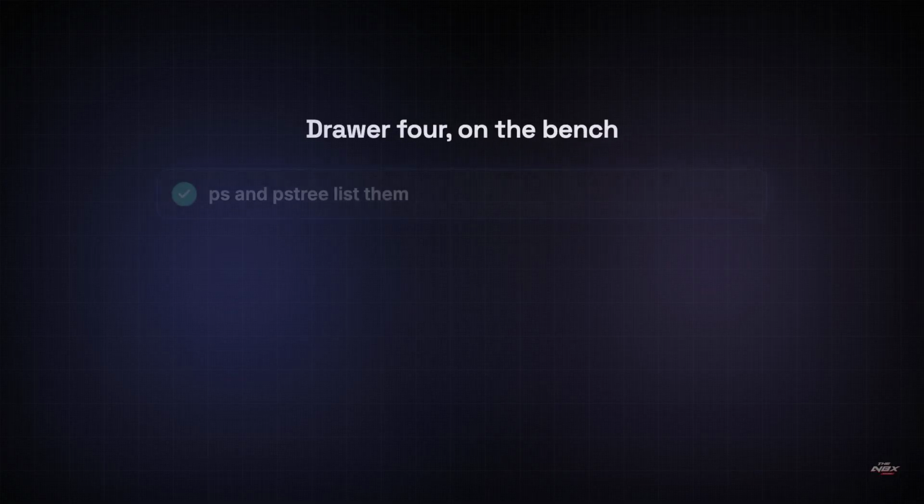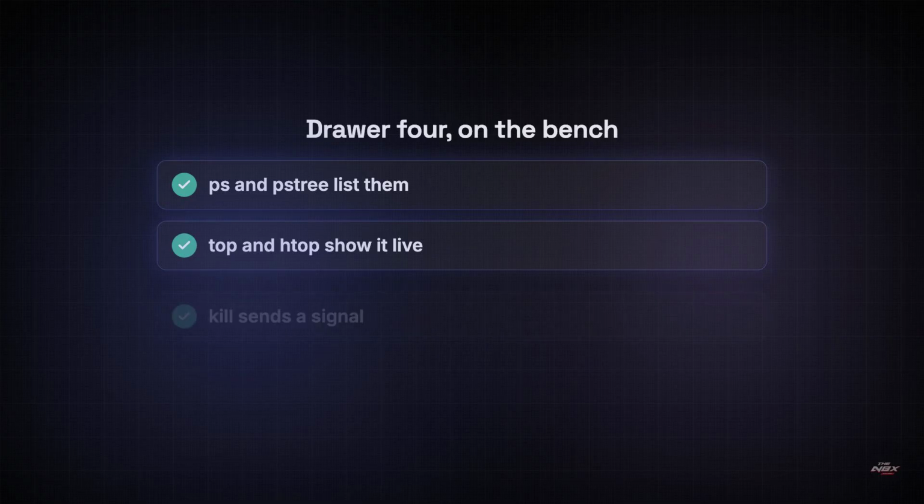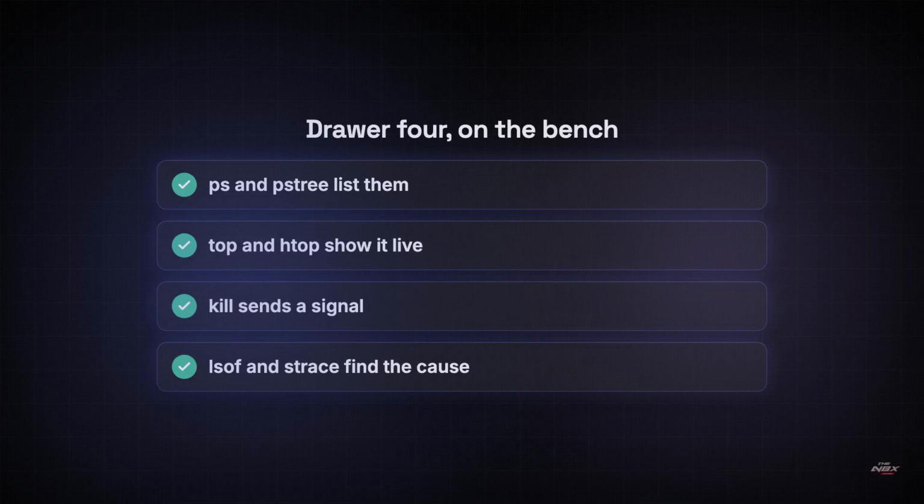Drawer 4 is control. ps and pstree list them. top shows them moving. kill signals them politely. lsof and strace find the cause, so nothing stays mysterious.